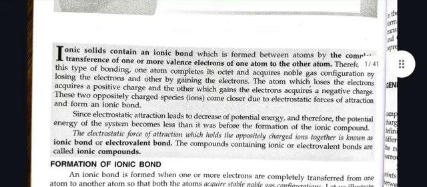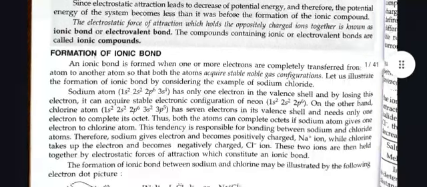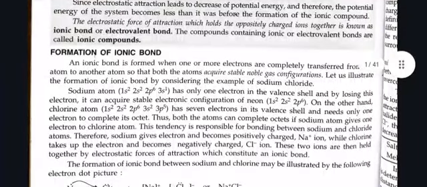Since electrostatic attraction leads to a decrease of potential energy, the potential energy of the system becomes less than it was before the formation of the ionic compound. The electrostatic force of attraction which holds the oppositely charged ions together is known as ionic bond or electrovalent bond. The compounds containing ionic or electrovalent bonds are called ionic compounds.